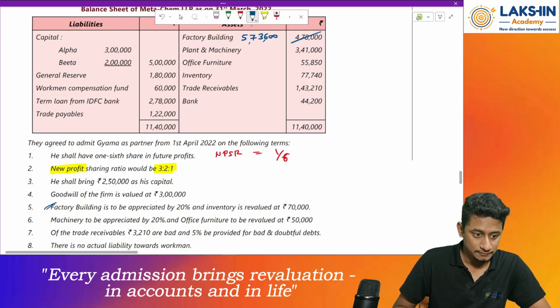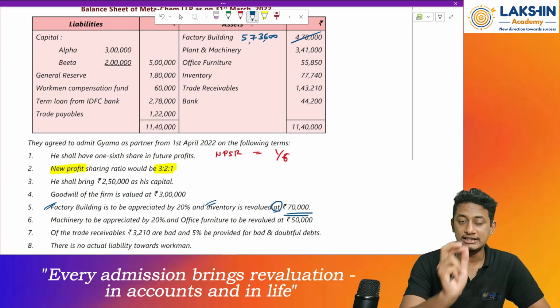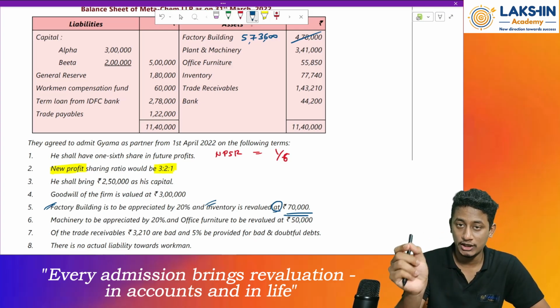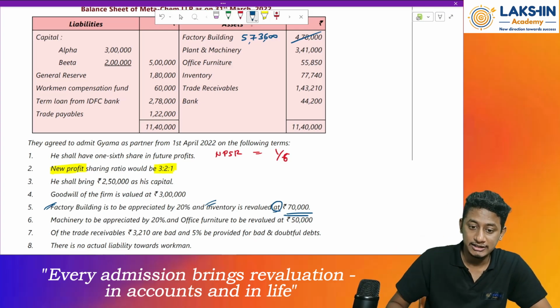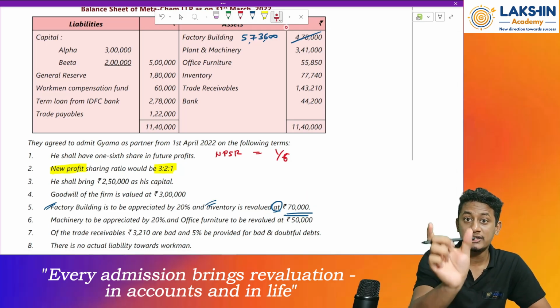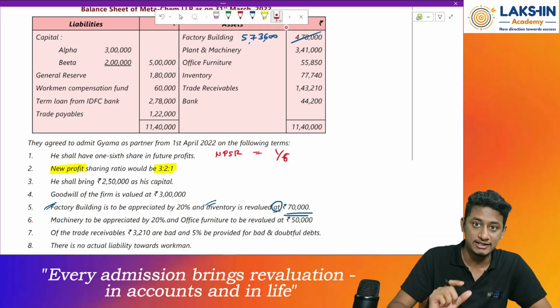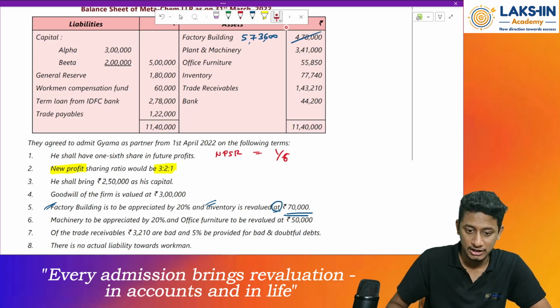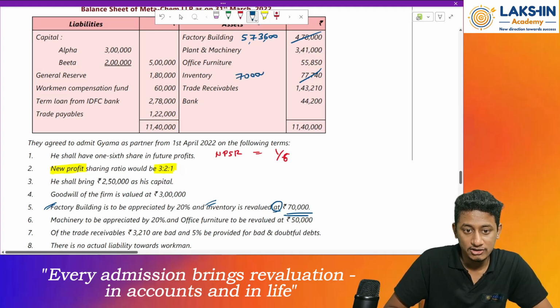So this is done. Then inventory is to be revalued at rupees 70,000. See, there's a difference between "at" and "by". English grammar: "at" means this is the final value of inventory. "By" means they have given you the difference amount. By what amount has it increased? Clear? So rupees 70,000. So the value of inventory is how much? The new value is rupees 70,000.